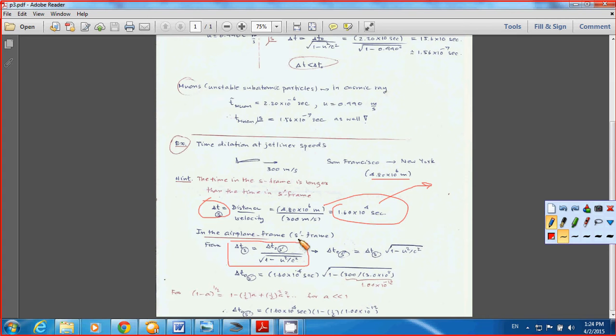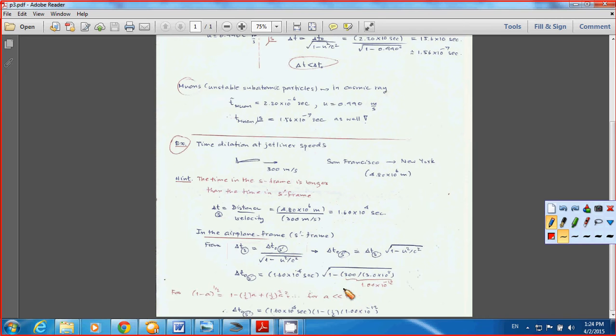Now you look at the airplane frame. You want to see how it feels when you're sitting on the plane, how long the time is going to take, instead of 1.6 times 10 to the 4th seconds. Well, from the time dilation, you just plug in, and delta t0, S prime, simply becomes delta t_S multiplied by this term. So that's why I have the number right out here. Okay.